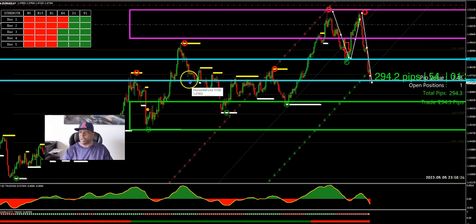See all that activity? You see all that activity going on? So this thing is set to basically just rough it up to about 300 pips, okay?